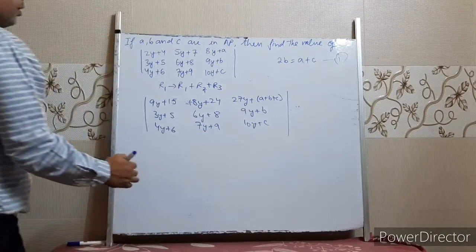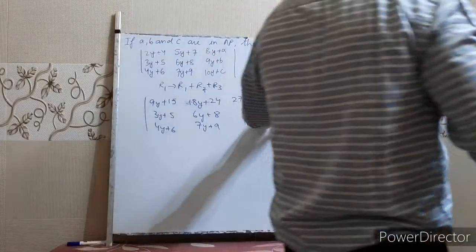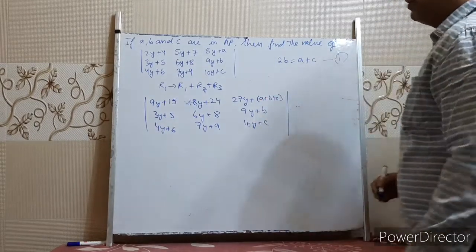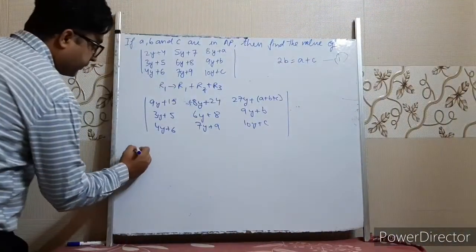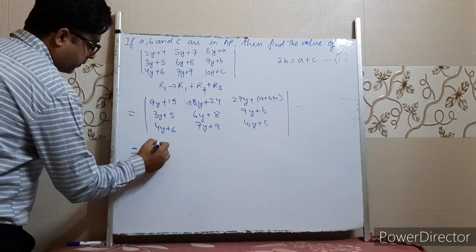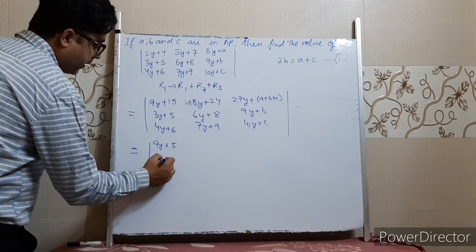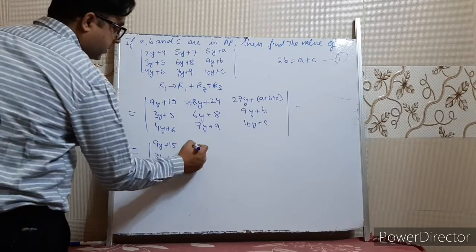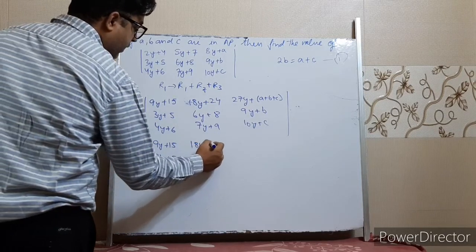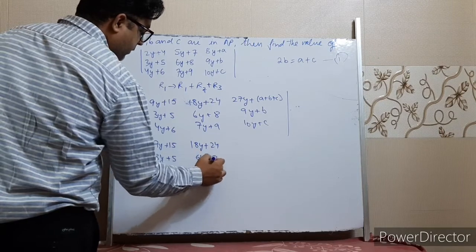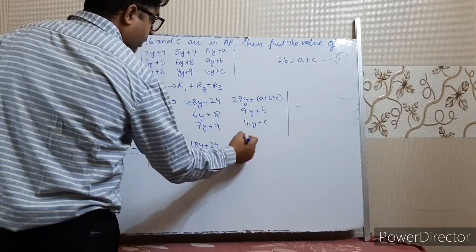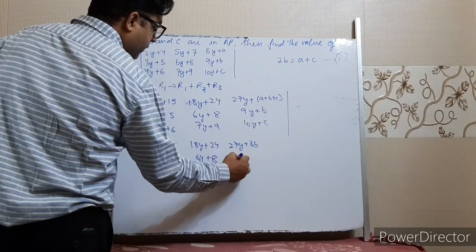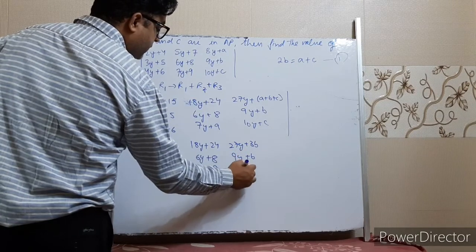Right? Now, in place of A plus C, we can write 2B here. So when you write 2B here, 1B is already there. It will become 3B. So this can be written as 9y plus 5, 3y plus 5, 15 here we are having, 4y plus 6. Right? What will we get here? 18y plus 24, 6y plus 8, 7y plus 9. Here what will we get? 27y plus 3b, right? 9y plus b and 10y plus c.